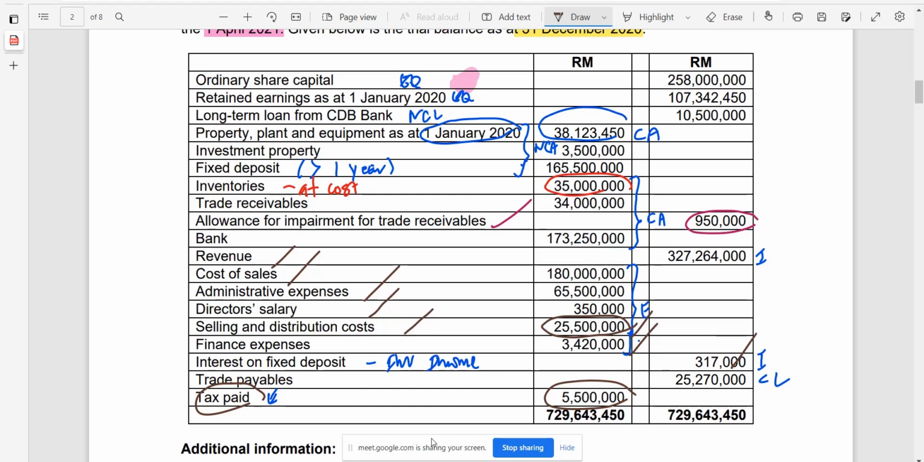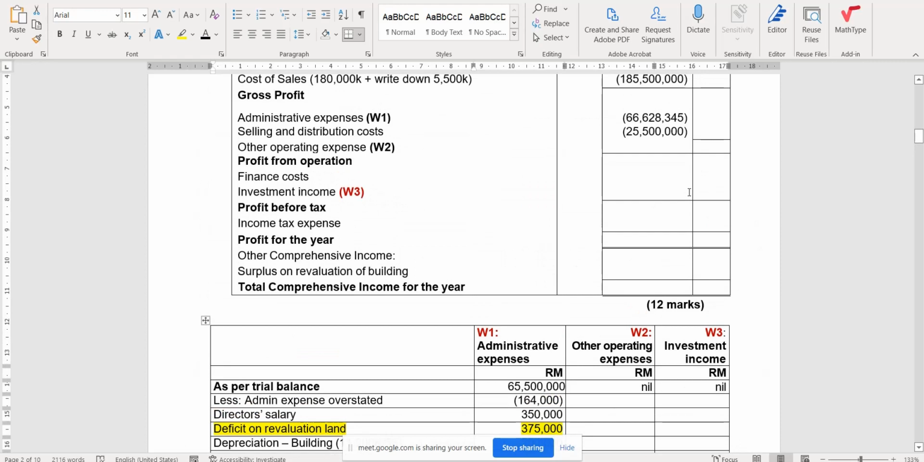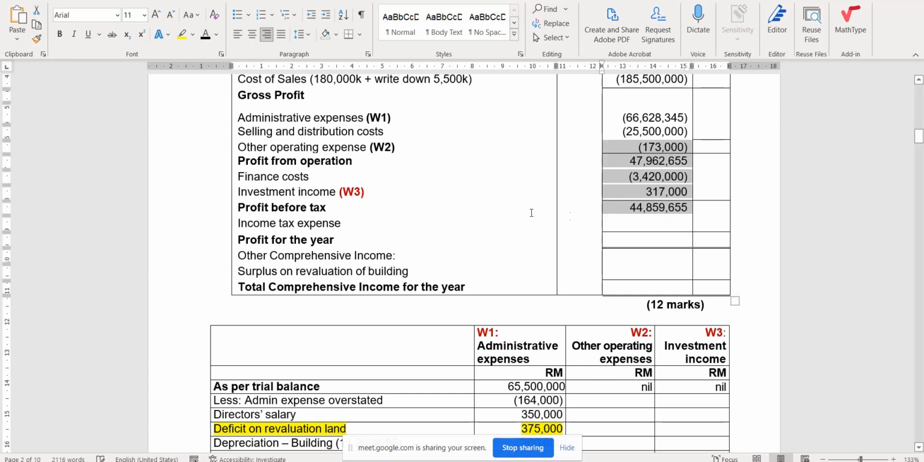Next, we go on with our next item, profit from operation. We are done with that. Other operating expense, we are done. So I'm going to reveal it here. Right. Your profit before tax is 44,859,655. Your income tax for the year would be what was given in the last additional information. And your profit for the year is what you have calculated from profit before tax deducted with the income tax.